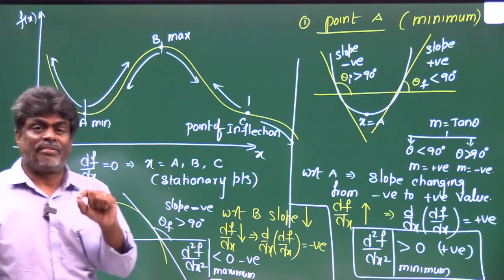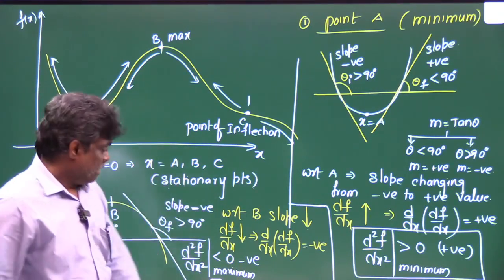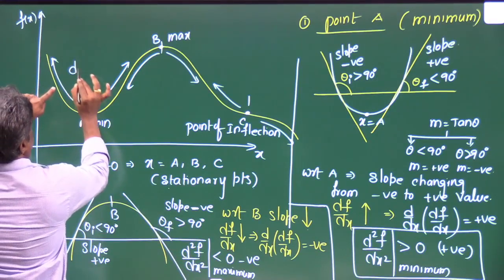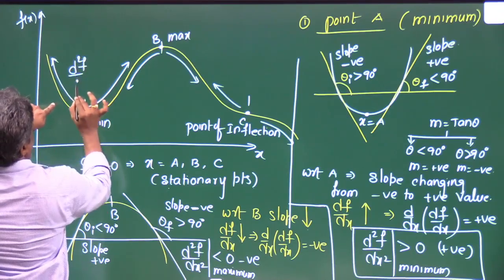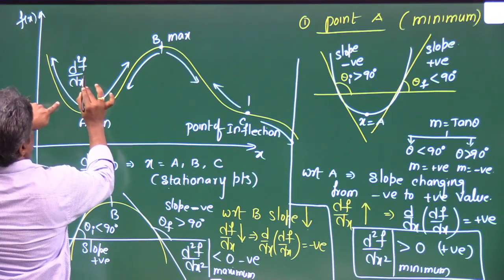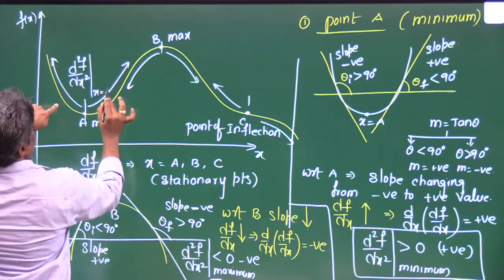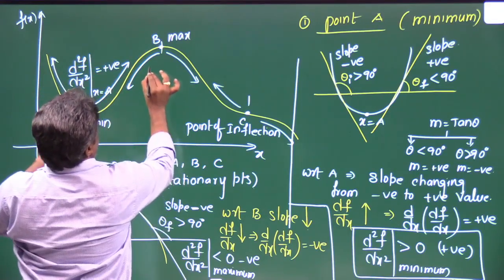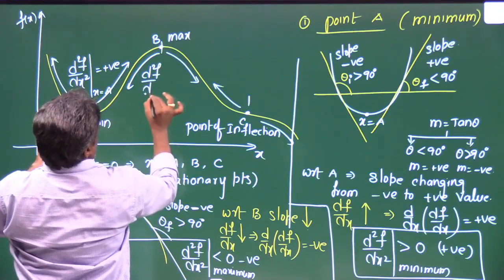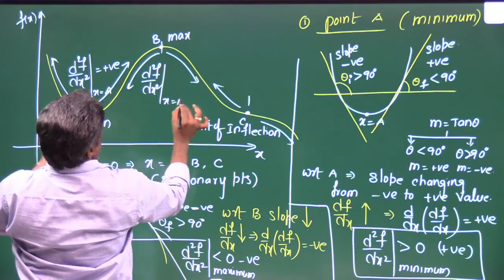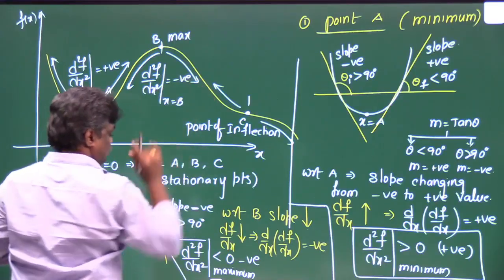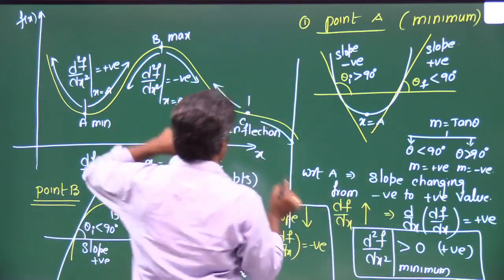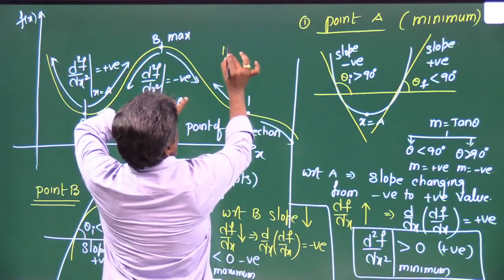If the function is having a maximum at a particular point, at that point the second derivative is negative. So the final conclusion: at the minimum, we got the second derivative d²f/dx² at x = a as a positive value, and at the maximum, d²f/dx² at x = b is negative. So now we can write this, because here it is neither maxima nor minima.